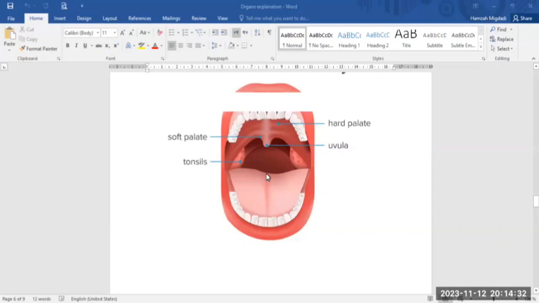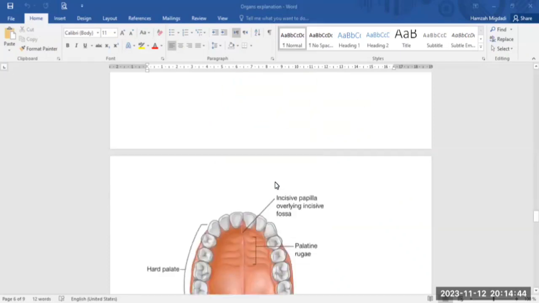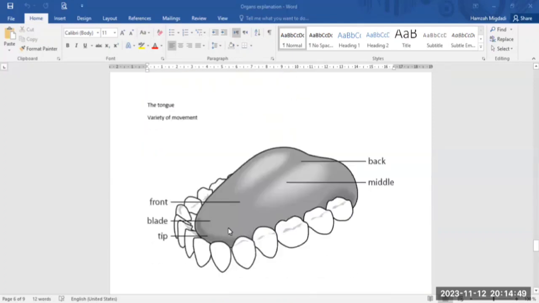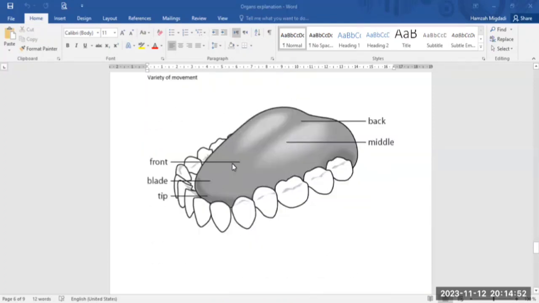Where is it? Under the soft palate. That's right, under the soft palate. What about the front? Under the hard palate, good. Under the hard palate, right? Look at the blade and tip. Under what? Under the teeth. No, not exactly. Under what?